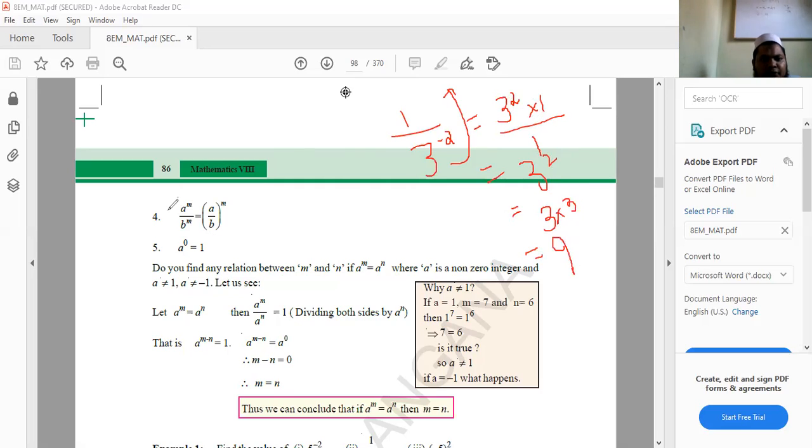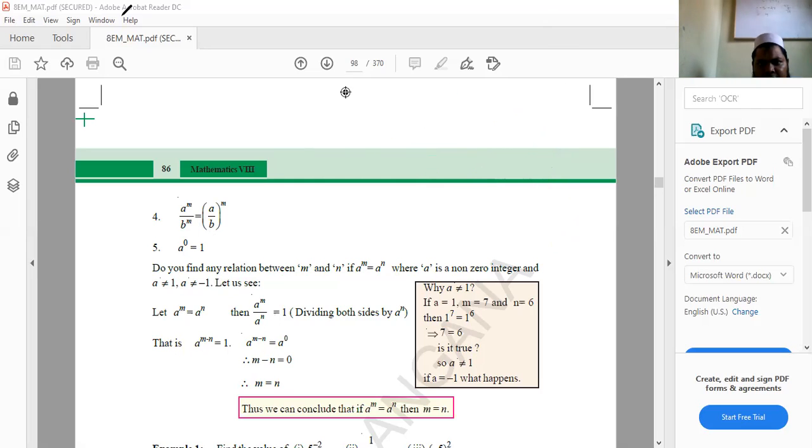So these were some laws of exponent. Now we will summarize these laws of exponent on our whiteboard.